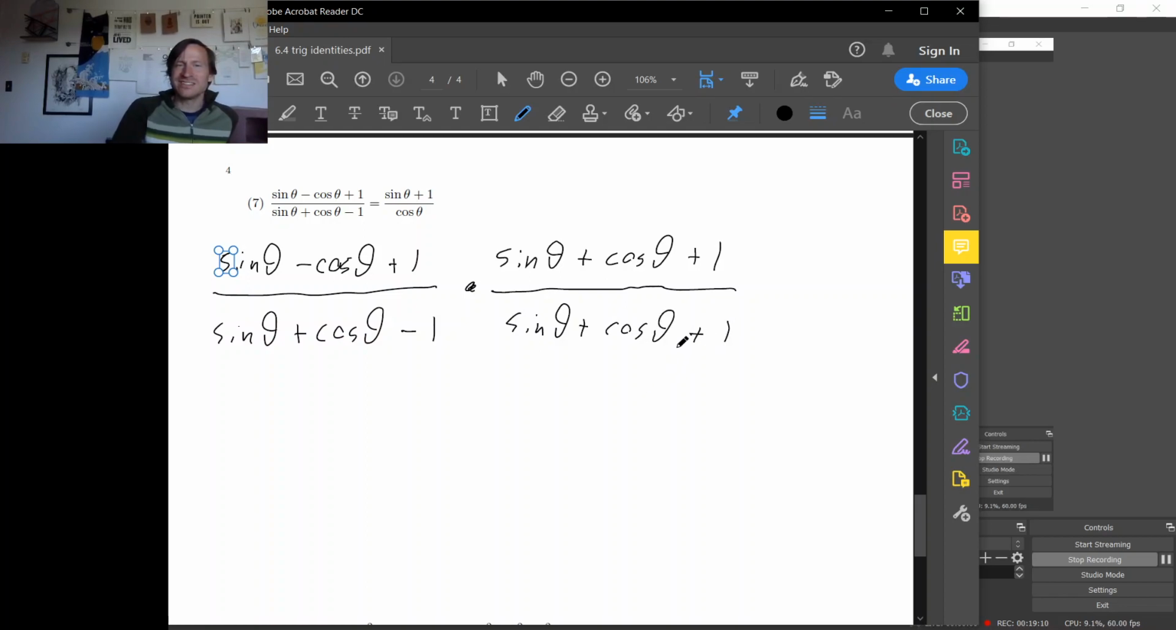Okay, so you can see this is sort of a conjugate of the numerator because it's the same as the numerator, but this sign is switched. And it's sort of a conjugate for the denominator as well, because it's the same as the denominator, except that sign is switched.